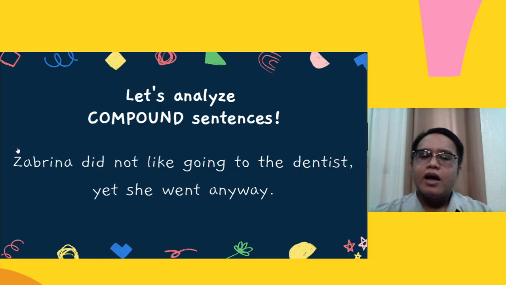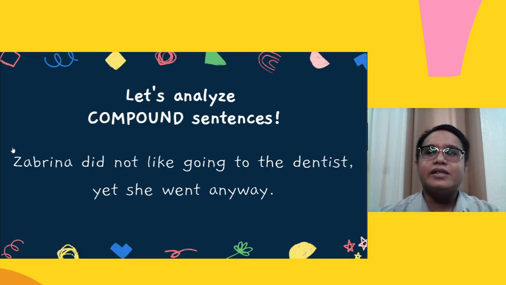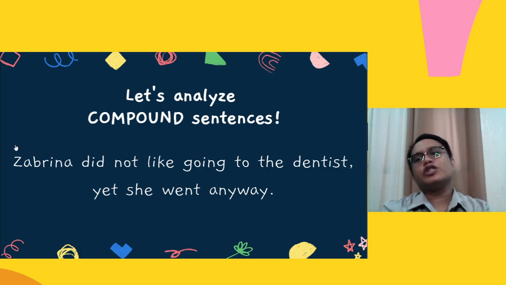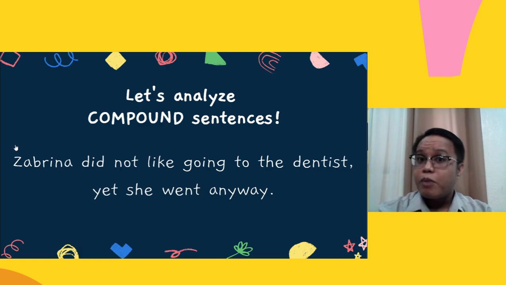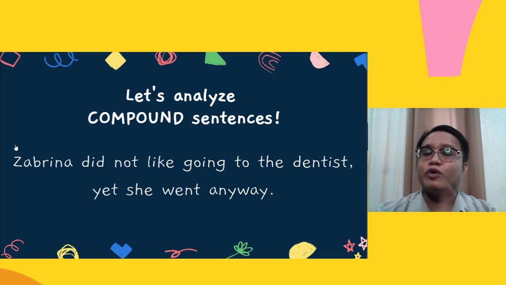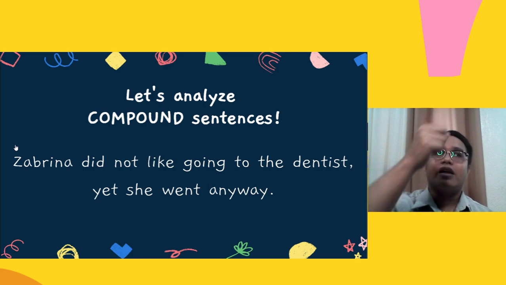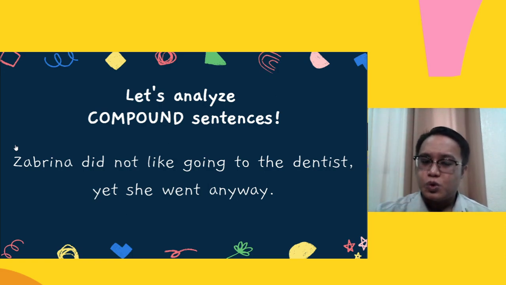Number 1, cross out all the prepositional phrases, and set the prepositional phrases off with parentheses. What's our preposition here in the sentence? Do we have a preposition? Yes, we have. What's our preposition? To. Very good. So, we start our parentheses at to.